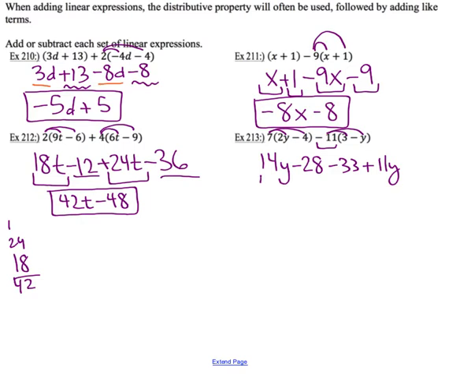So, adding like terms, I've got 14y and 11y. That makes 25. Yeah, 14 plus 11, 25y. Negative 28 and negative 33. They're the same sign, so I'm going to add them and keep the sign.